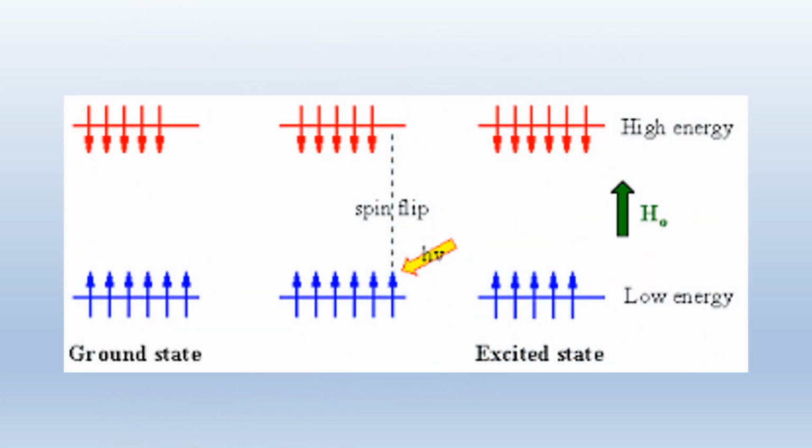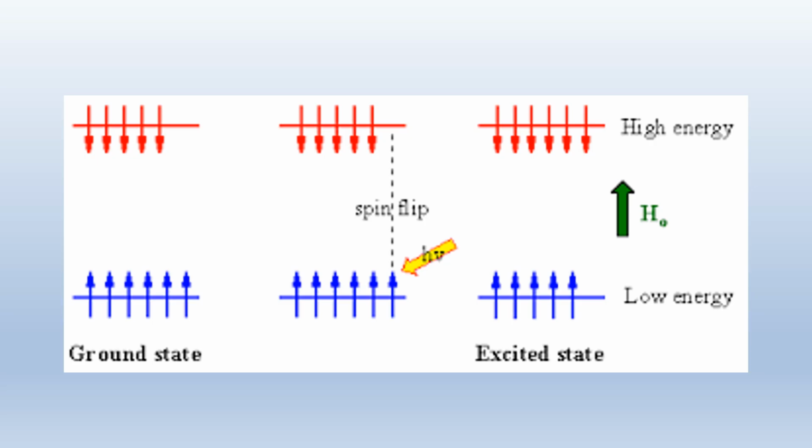This diagram illustrates the concept of spin flipping, highlighting the relationship between ground and excited states in the presence of an applied magnetic field, H0. Ground state: the lower energy state is shown at the bottom, where spins are aligned with the magnetic field, H0. The blue arrows represent spins in the ground state. Excited state: the higher energy state is at the top, where spins are aligned against the magnetic field, H0. The red arrows represent spins in the excited state.